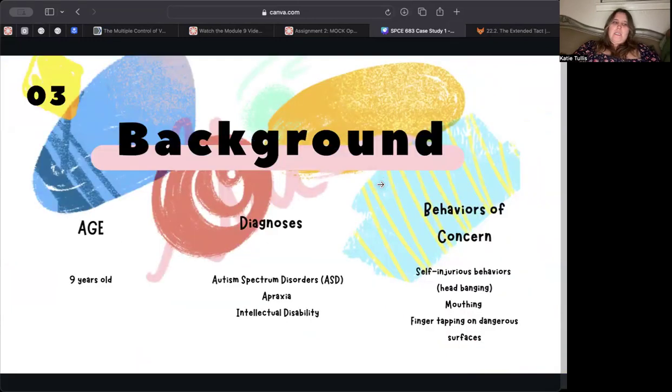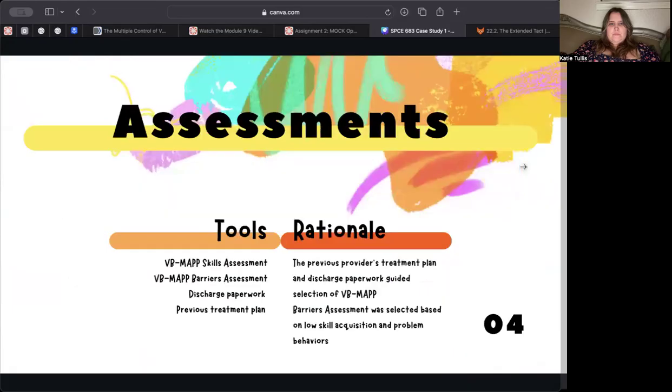So a little background, he is 9 years old. His diagnoses include autism spectrum disorders, apraxia, and an intellectual disability. The main behaviors of concern that we have are self-injurious behaviors, which are his head banging, mouthing, and finger tapping on dangerous surfaces. The assessments that I reviewed were the VB-MAP skills assessment, VB-MAP barriers assessment, discharge paperwork, and previous treatment plan.